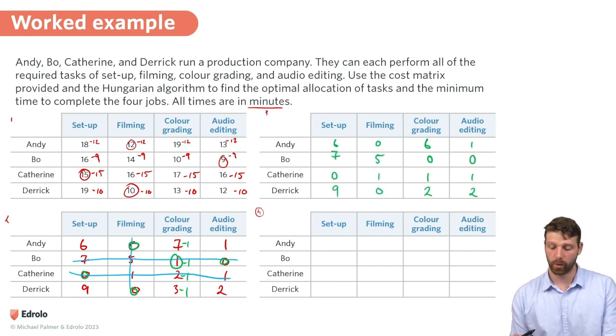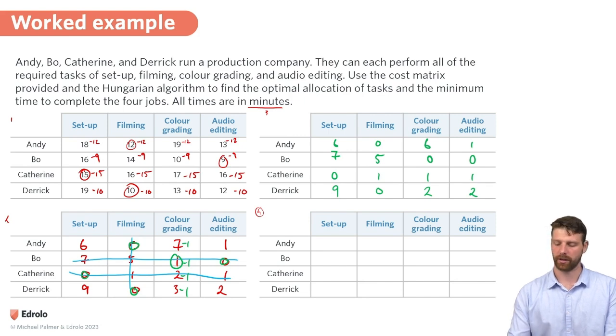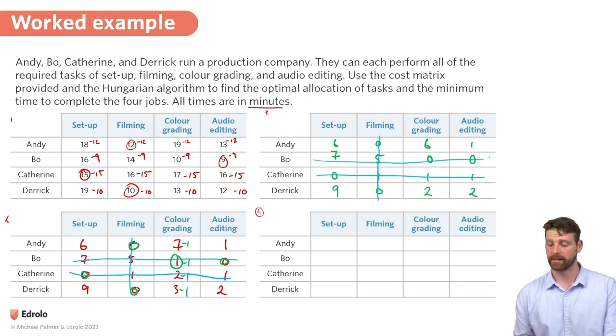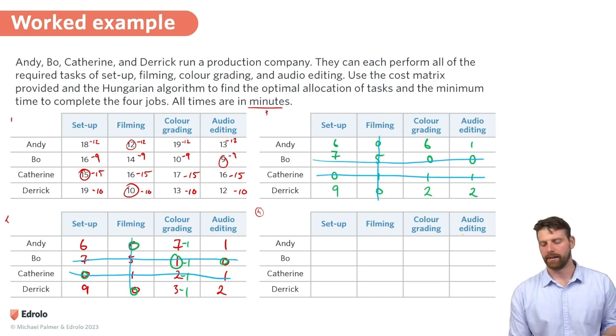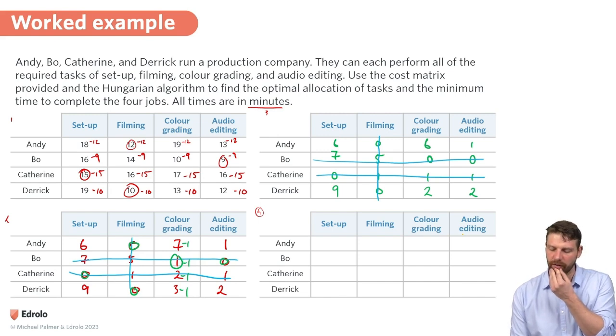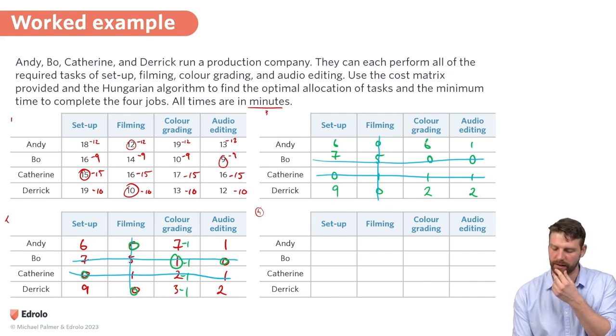I've subtracted that 1 from everything in the color grading column, and now I have to redraw my lines as best as possible. So I'm going to draw the lines like this, and I think that's the best I can do. And again, I've drawn 3 lines, but that's not the same as the number of people there are or the number of allocations. So I need to go to the next step, which is to look at the covered and uncovered values. I'm going to switch color here to orange. And now I can see the uncovered values. I've got 6, 9. So these are all uncovered.